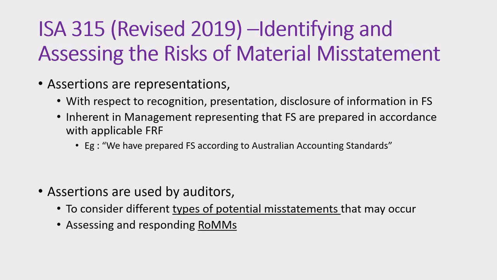As auditors, we are going to see whether that is correct, whether there are any deviations from our financial reporting framework. As auditors, we use assertions to consider different types of potential misstatements, and in assessing and responding to risks of material misstatement. When we talk about assertions, we can identify them separately under two headings. What are the assertions applicable to the statement of profit or loss and other comprehensive income? And what are the assertions applicable to the statement of financial position?